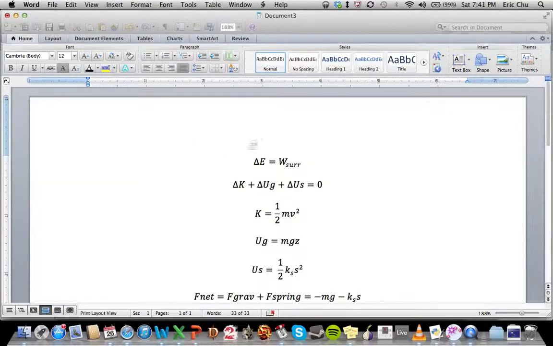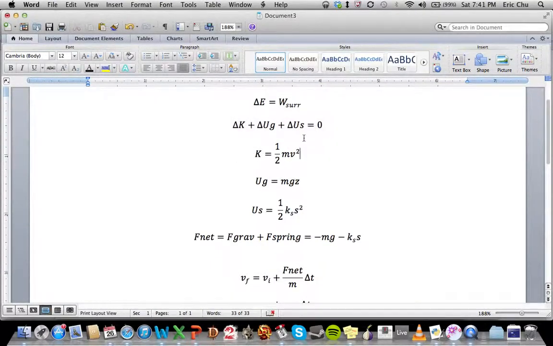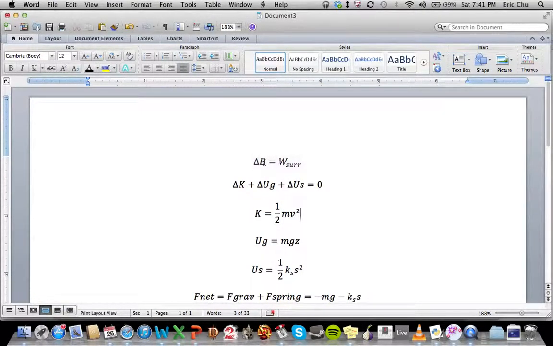Here are our relevant physics principles. Here's the energy principle: delta E equals the work of the surroundings, where delta E equals the sum of the kinetic energies, the gravitational potential energy, and the spring potential energy. Their equations are listed here. The work of the surroundings for this lab will be 0 because we're going to choose our system to be the Earth plus the spring plus the mass.